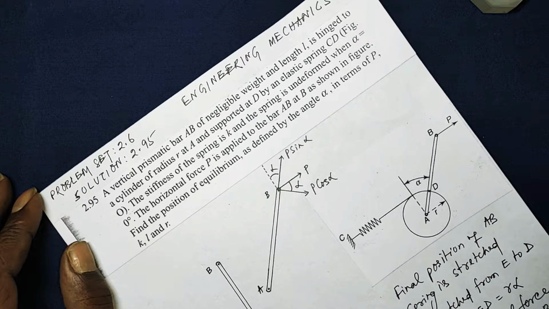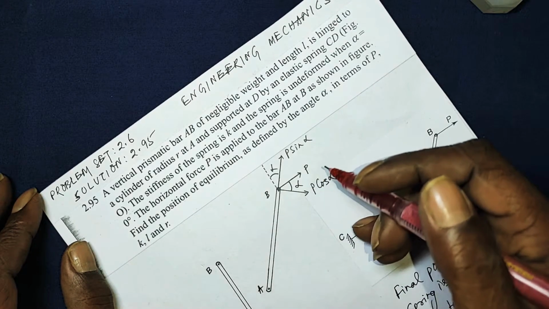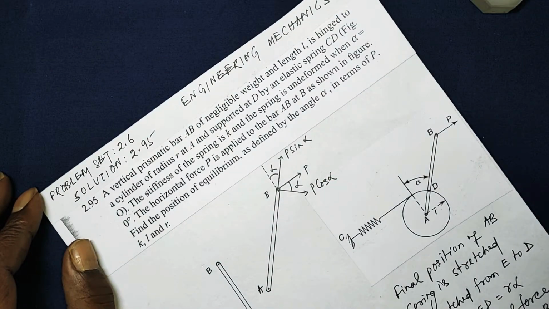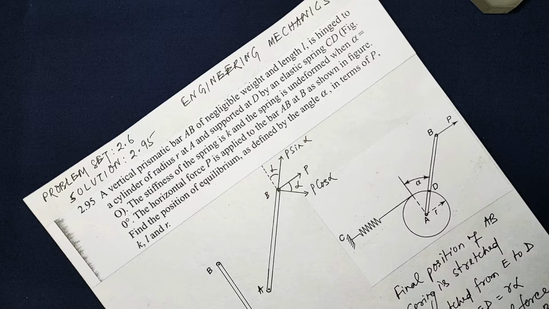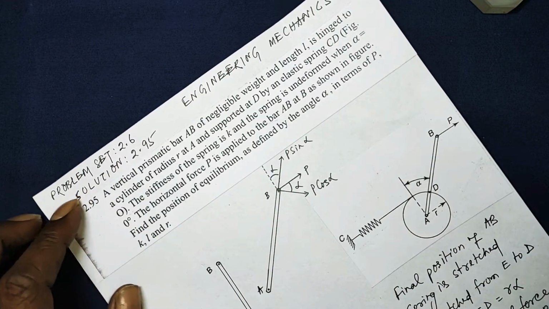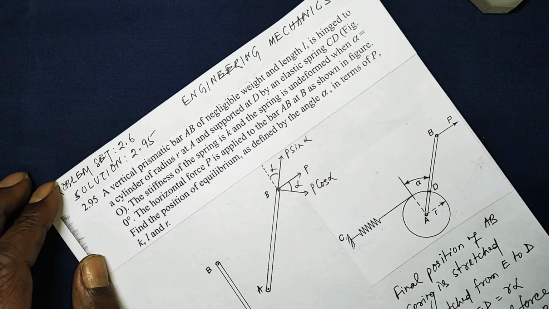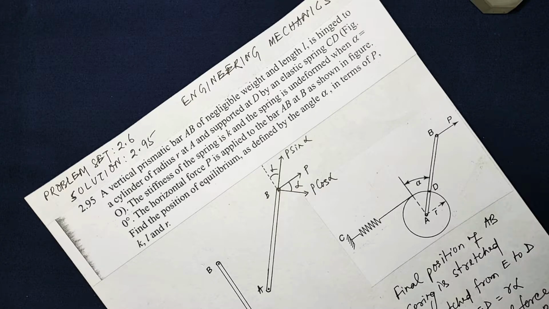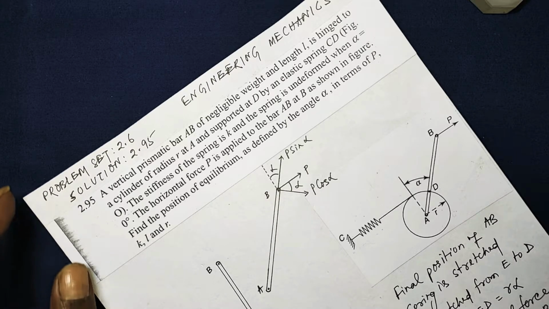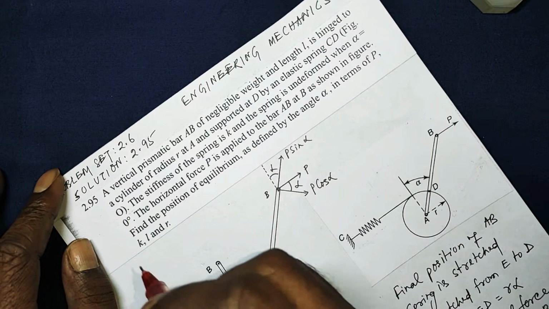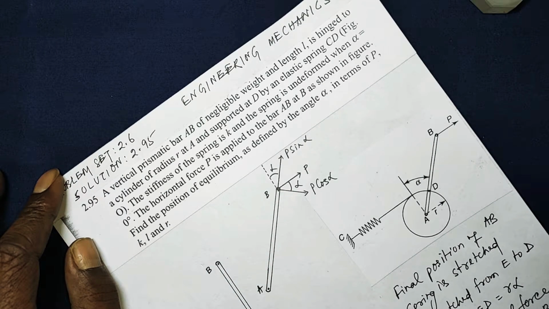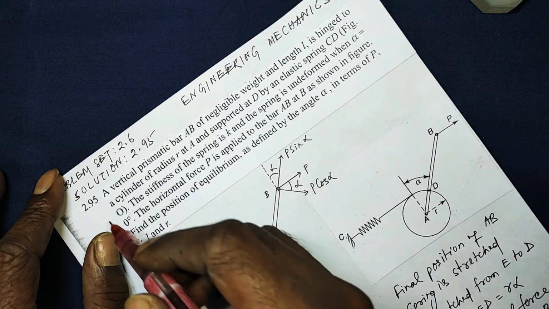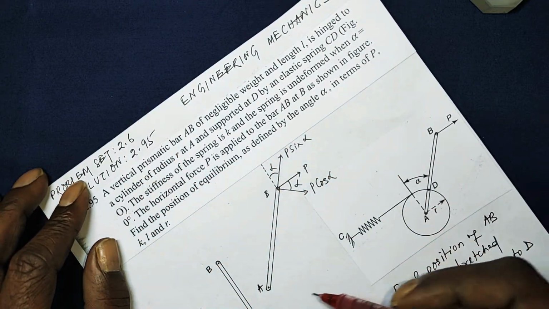Now let us resume again your engineering mechanics lessons, solving numerical problems from engineering mechanics. Problem set 2.6, solution to 2.95. Some of you have suggested to move on to problems on friction. I will move on soon, and center of mass from next week. Now 2.95, a vertical prismatic bar.